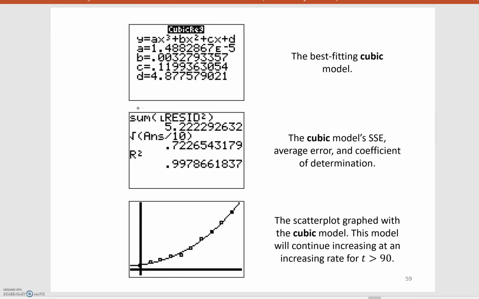Now if you did the cubic regression, you get these values in this function. I just want to point out that for the A coefficient, this number right here is actually 0.0001488. That's 1, 2, 3, 4, 5. That's this e to the negative 5. It's scientific notation, so this is actually a very small number. And if you found its coefficient of determination, you'd get this value. Okay, its SSE is 5.222, and you calculate those in the same way.